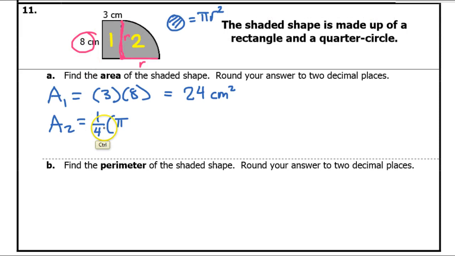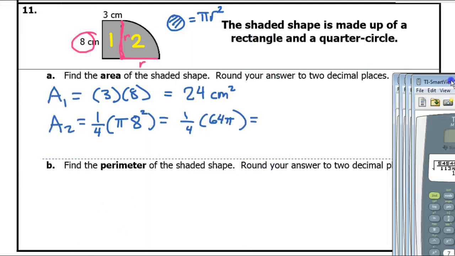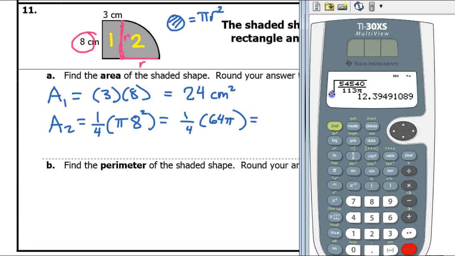So when I do pi r squared, I'm going to do pi times 8 squared, and this is going to be 1/4. 8 squared is 64, so this will be 64 pi. And I need to do 1/4 of that. Multiplying by 1/4 is the same thing as dividing by 4. So what is 64 divided by 4?